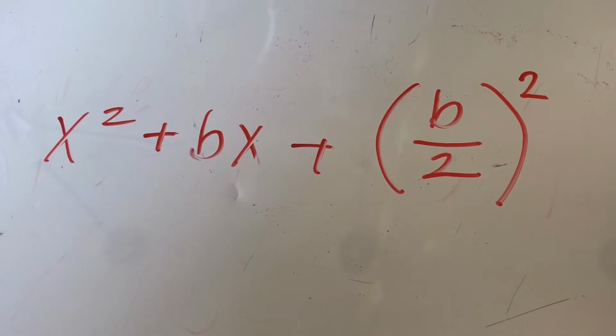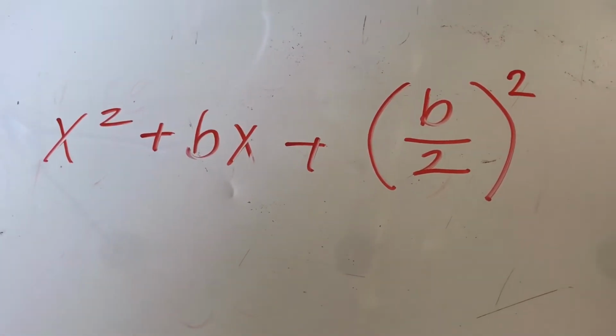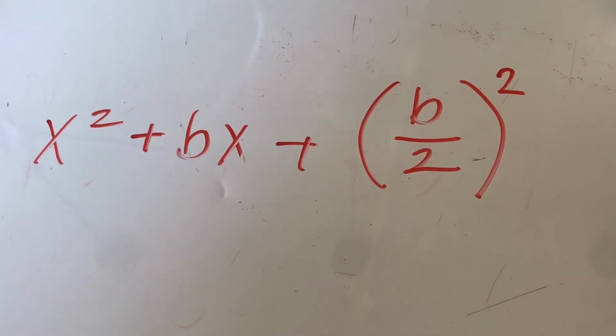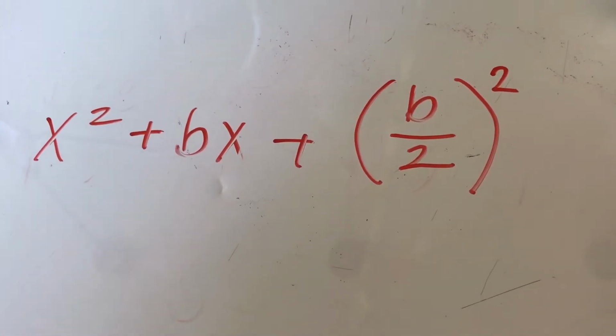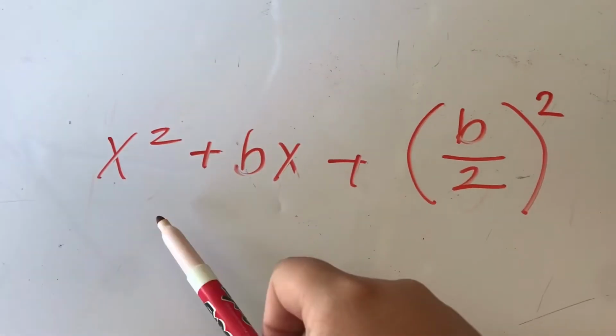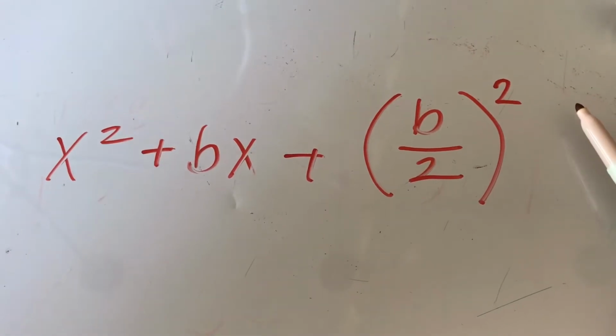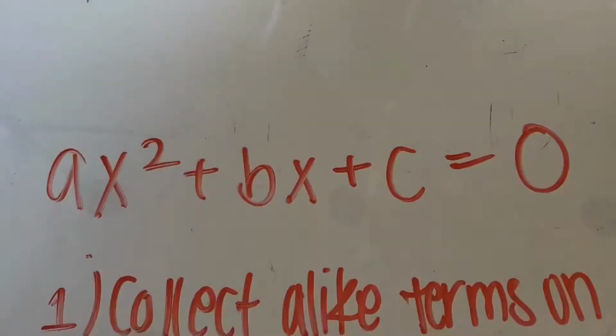If a quadratic expression of the form x squared plus bx cannot model a square, you can add a term to form a perfect square trinomial. This is called completing the square. To complete the square, you would have to use x squared plus bx plus b over 2 to the second power.